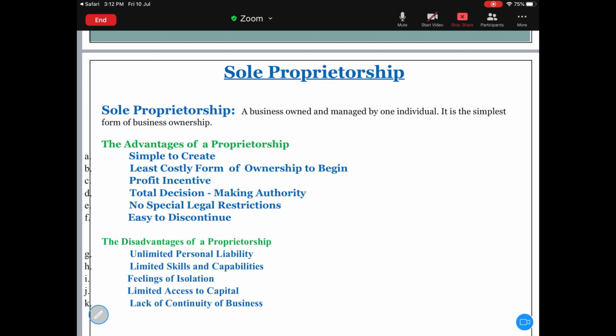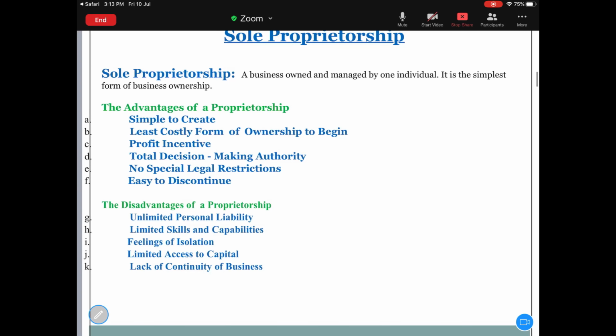There are certain advantages of proprietorship. Similarly, there are some disadvantages. Let's talk about the simple advantages first. It is simple to create, the least costly form of business ownership to begin. Profit incentives are there, total decision-making authority is in the hands of the proprietor, there is no special legal restriction, and it is easy to discontinue. Then we talk about the disadvantages. The disadvantages of a proprietorship are limited skills and capabilities.